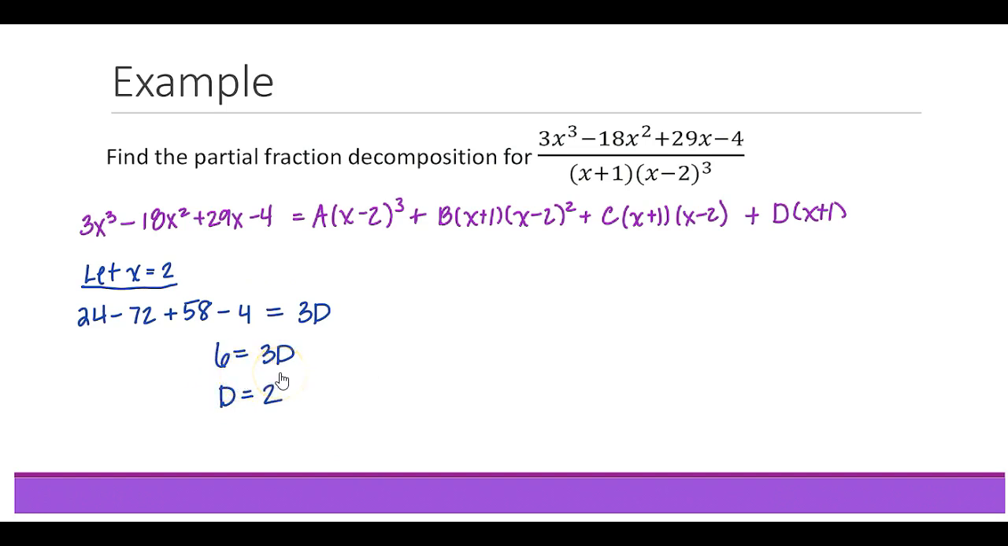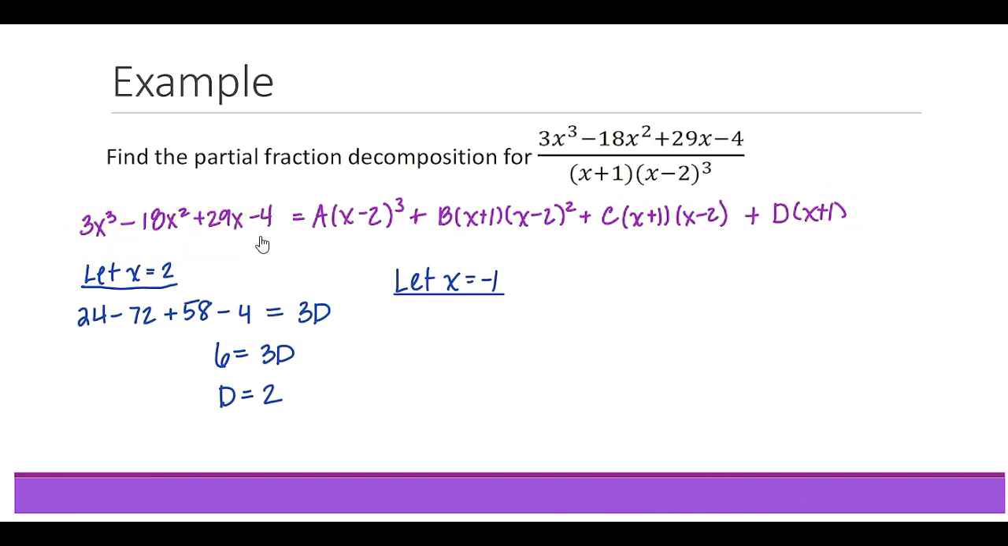Now similarly, I can cleverly choose a different x value to get rid of 3 of the 4 terms on the right-hand side. I need to be left with just 1 term if I let x equal -1, because then these terms with quantity x plus 1 in them will zero out. So I'm going to let x equal -1 in the entire equation.